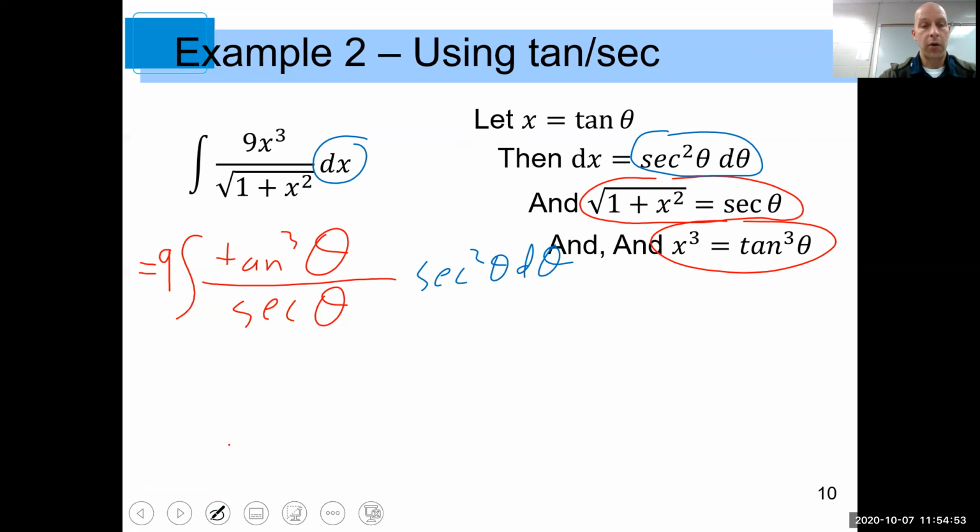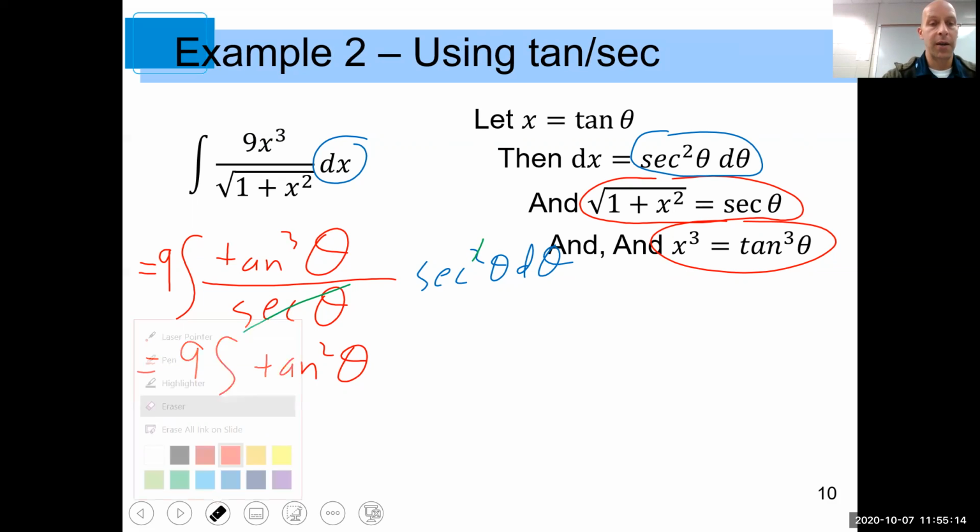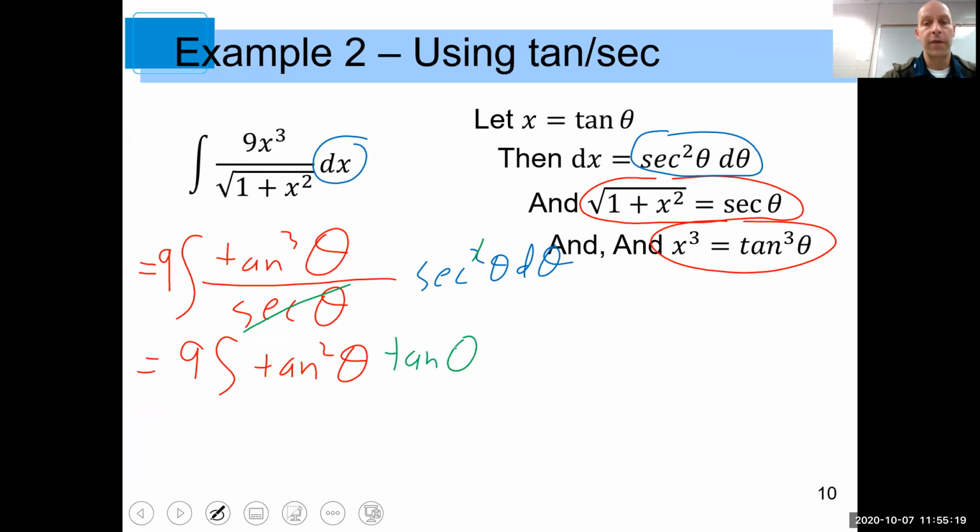All right, now good news, stuff cancels. One of these secant thetas cancels this secant theta down here. So that gives us the following: 9 integral of tangent squared theta, and then let me write this in a slightly different color. I'm being a little triggy here. And I'm going to write another factor of tangent theta, and by the way, you'd agree that tangent squared theta times tangent theta is tangent cubed theta. And then I still have one factor of secant theta d theta.